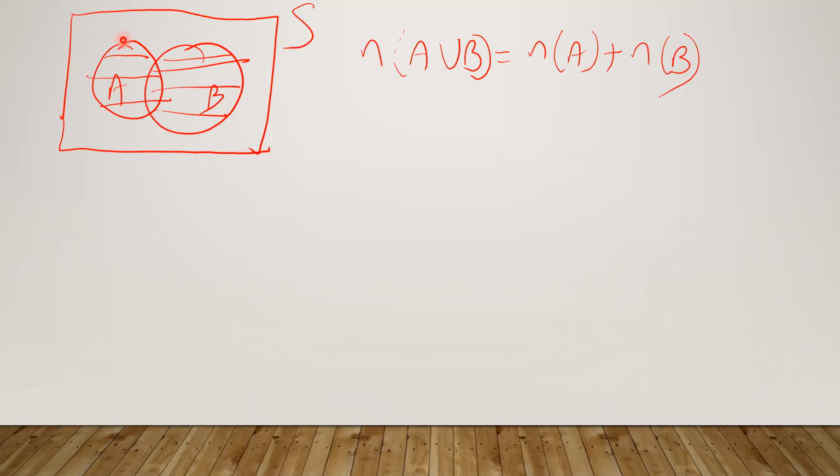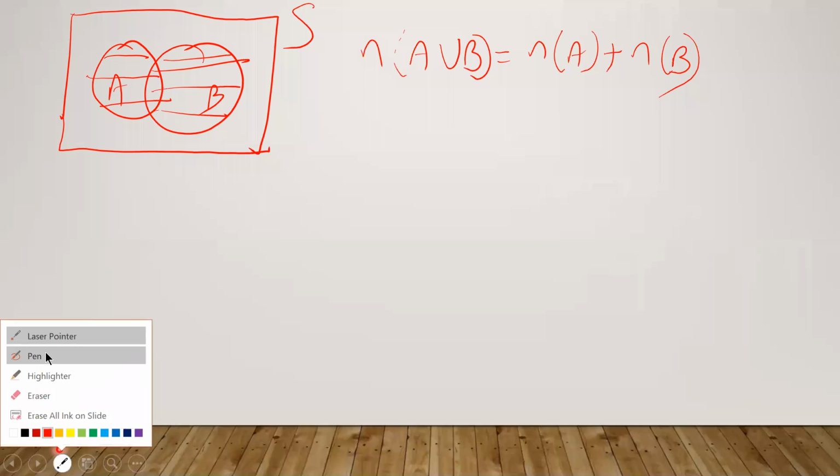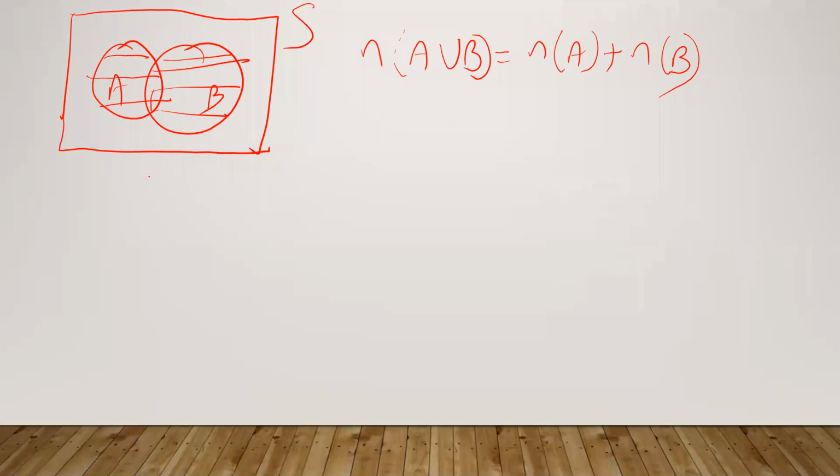First, when I count the members of A, that means here, and next when I count the members in B. So this middle portion, what is this middle portion? It is the intersection. See, this is A intersection B. So the number of points here are counted 2 times. So I have to subtract here.